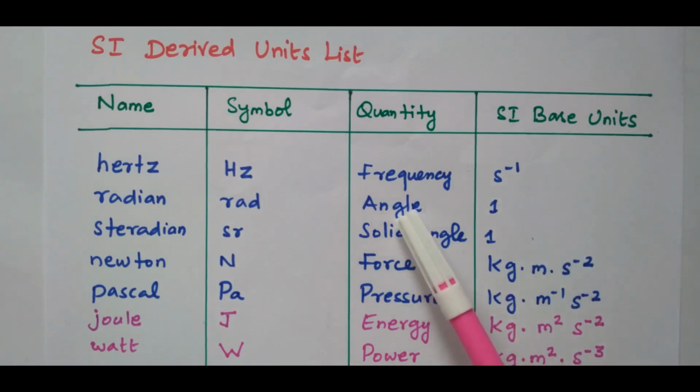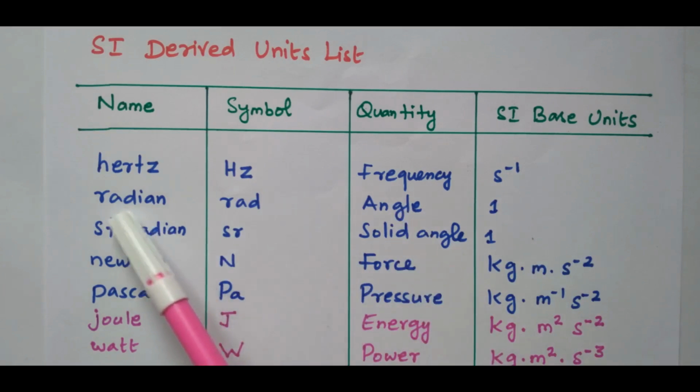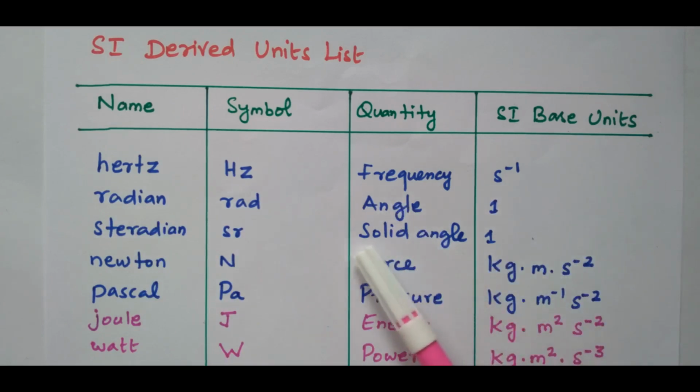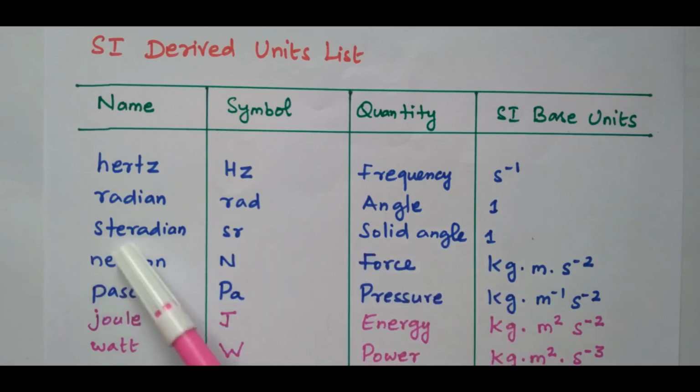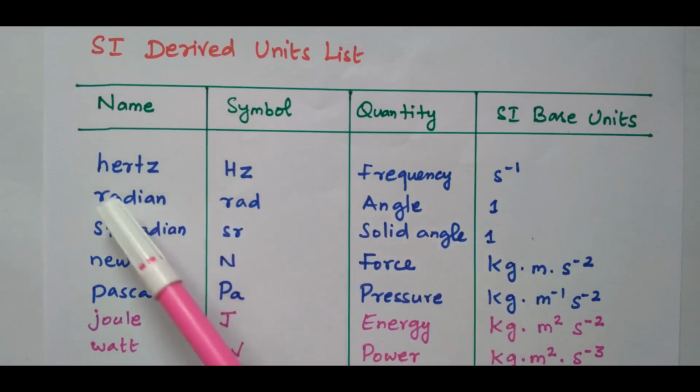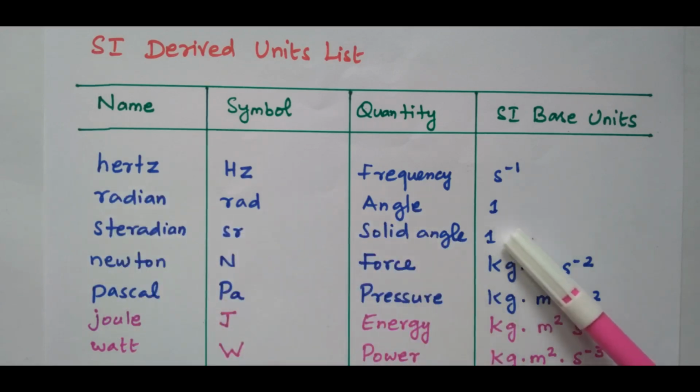Next one, angle. It is measured by radian. The symbol is rad, R-A-D. The base unit is 1. For angle, we have one more, solid angle. Steradian, sr. Steradian, sr, is used for solid angle. Normal angle is referred to by radian. For that also, the base unit is 1.